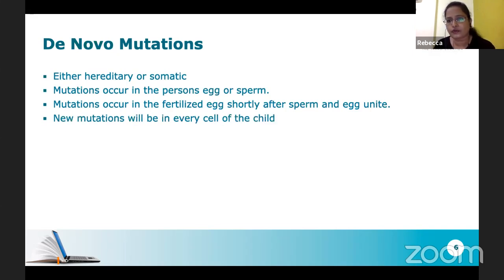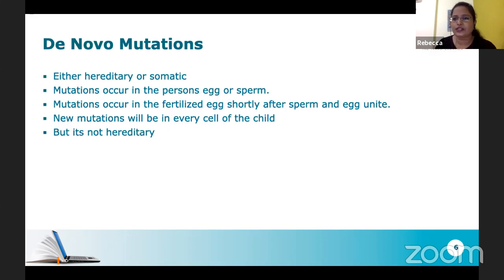There are a lot of defective genes, like in thalassemia, because of this type of mutation. This new mutation will not be in the parent, but it will be present in every cell of the child. So the child will go through all the symptoms of this cancer. But it is not hereditary, as I told you earlier.